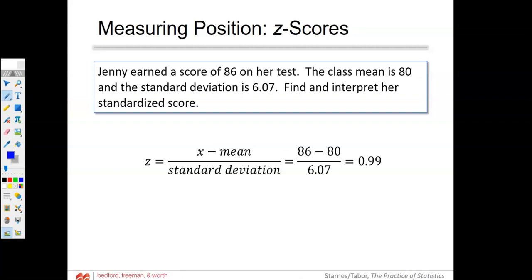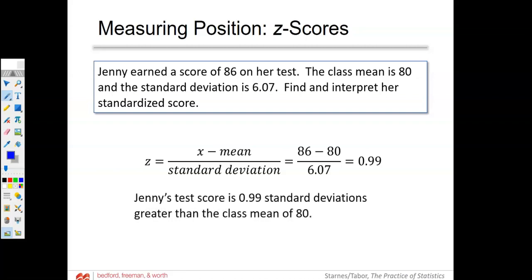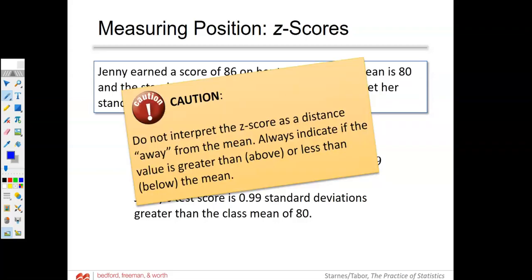Oh, you have to change gears here, right? This is a z-score, so this is measured in standard deviations. It's positive, which means she is better than average. She is approximately 1 standard deviation above the mean, so greater than the class mean. She is 0.99 standard deviations, or about 1 standard deviation, greater than the class.